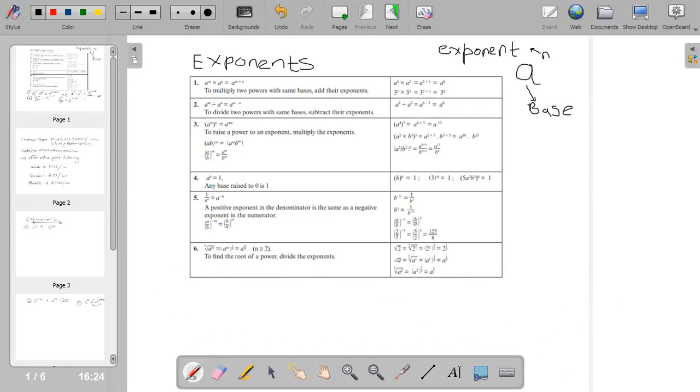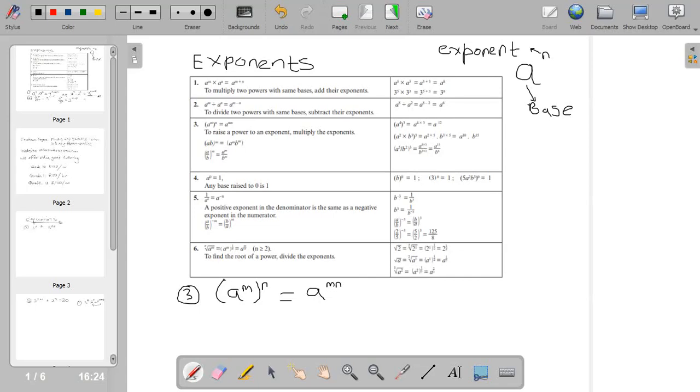Let's look at rule number 3. Rule number 3 says if we have a exponent m all to the power n, to solve this we multiply the exponents. So we'll have base a exponent m times n. We multiply the exponents to solve this.